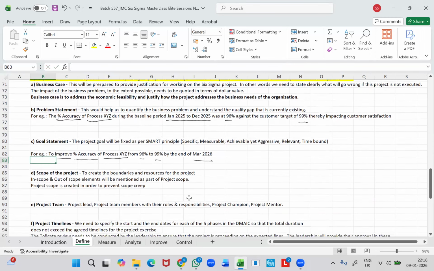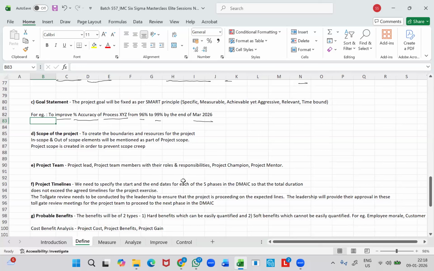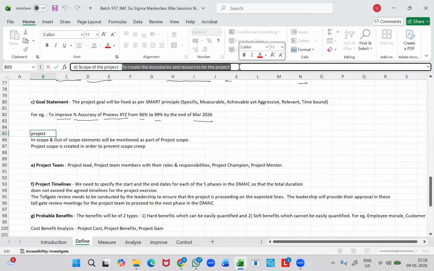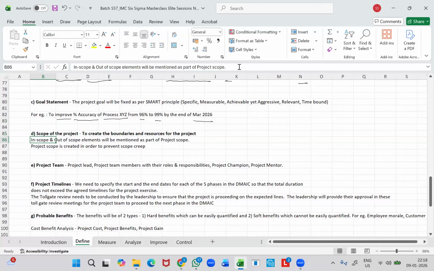And then we have the scope of the project. So scope of the project is all about creating boundaries and resources for the project exercise, right? So there can be a question on this. Scope of the project would include. So we need to tick the option boundaries and resources. So there will be an option boundaries and resources. So you need to pick that as the right option for the scope of the project.